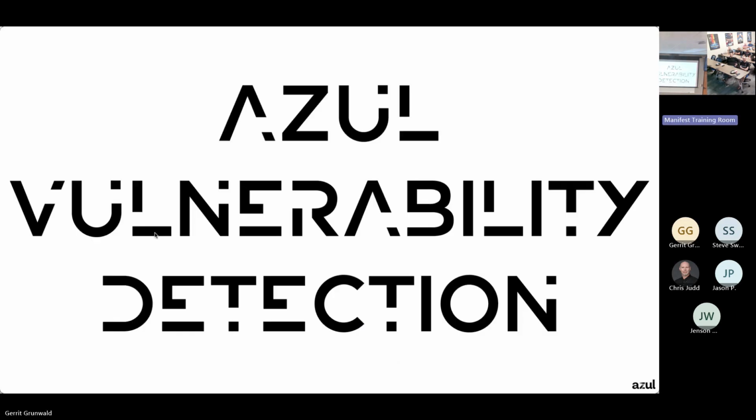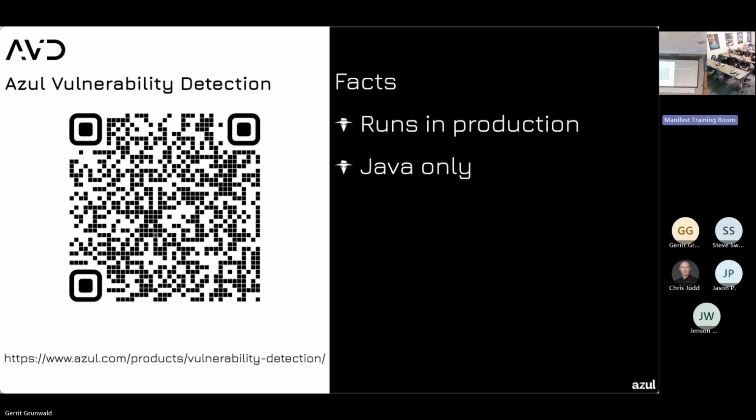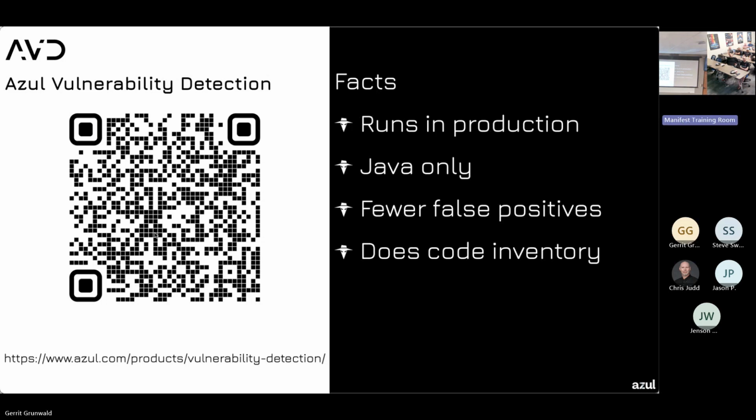Then I will mention our own vulnerability detection, which is a little bit different because it only covers Java. It only runs in production, so it's not for CI/CD or anything else. And yeah, like I said, it's Java only. We have fewer false positives, and I will explain why. And it does also code inventory.